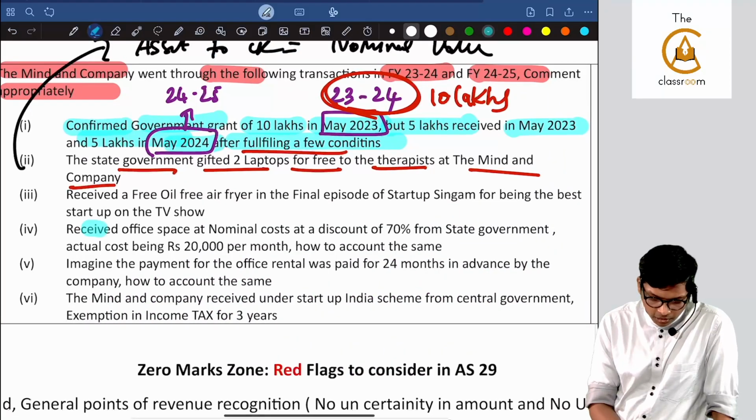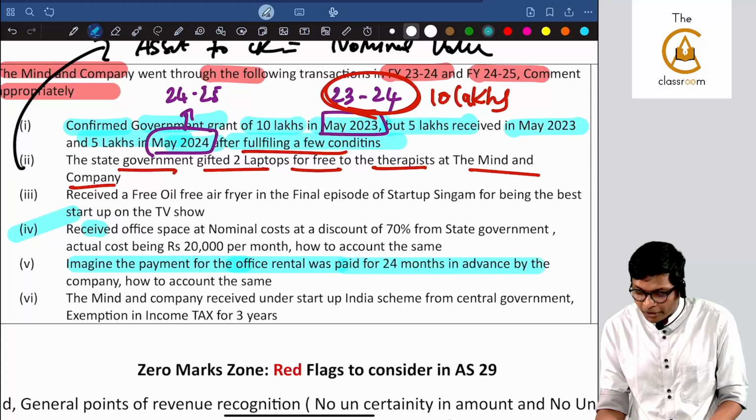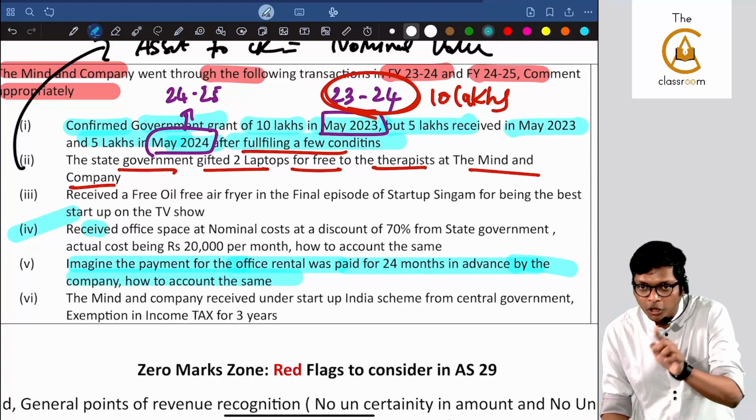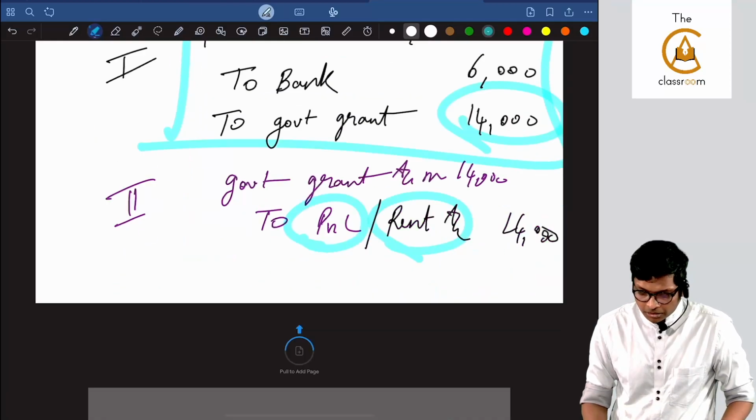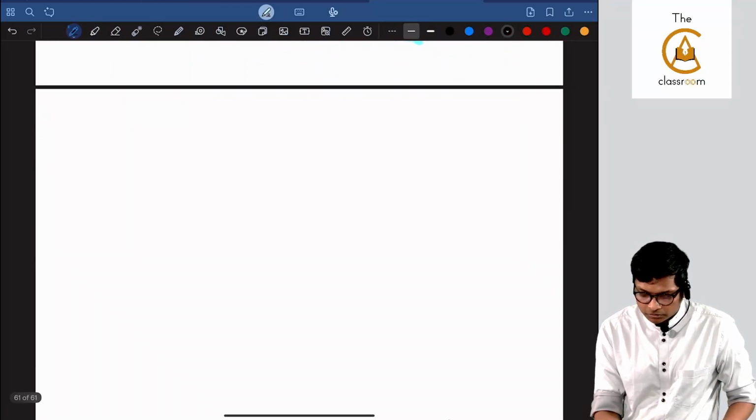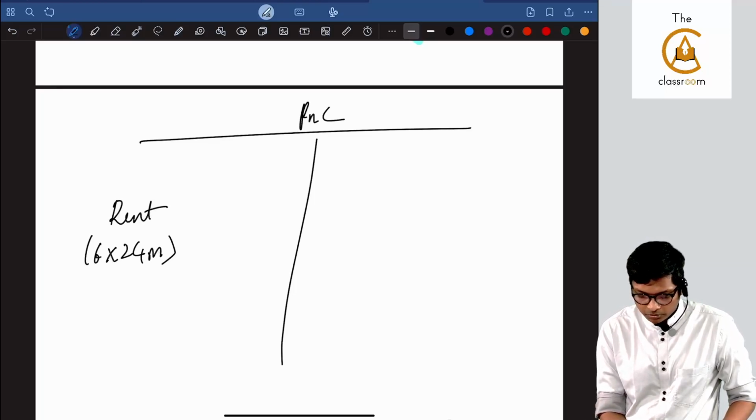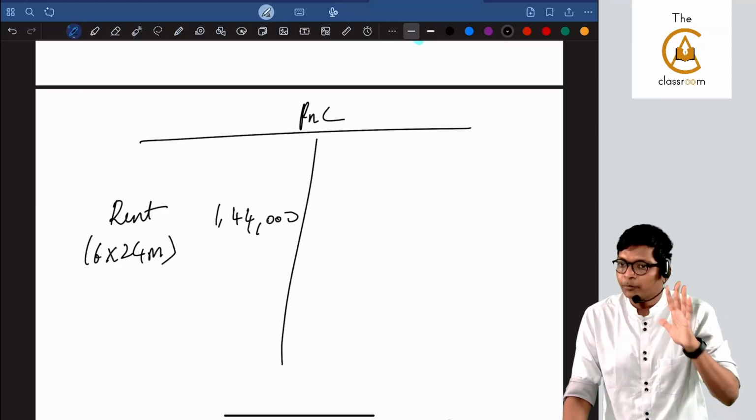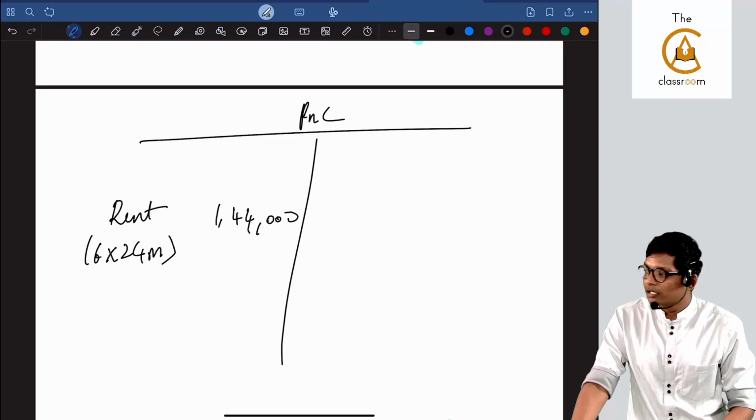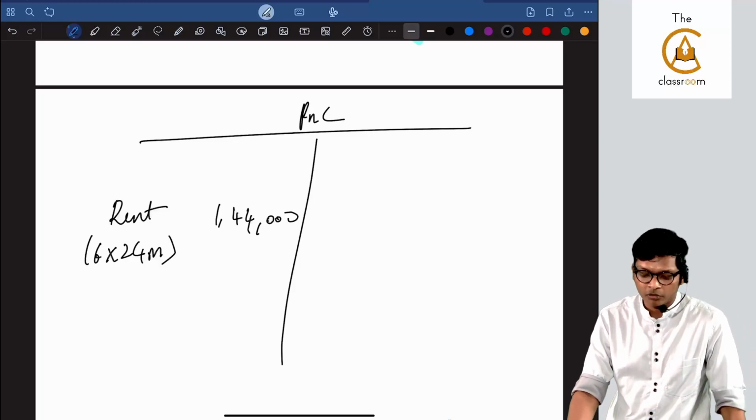Next question. Rent is over. Imagine the payment for the office rental was paid for 24 months in advance by the company. How to account the same? Same question: rent is 6,000 per month. So P&L rent 6,000 into 24 months is how much? 1 lakh 44,000. Full payment now. I got the benefit, I am paying in advance. How to account for this now?